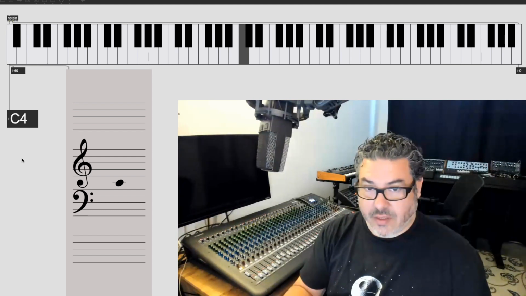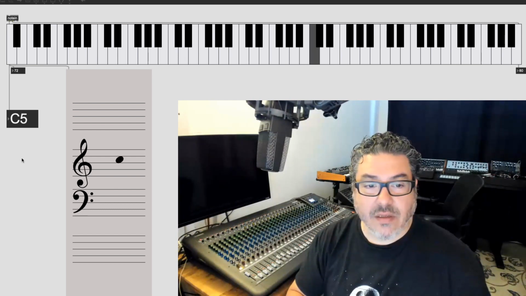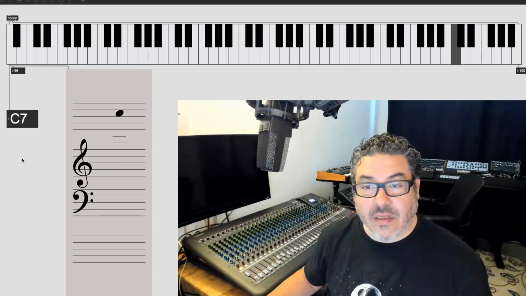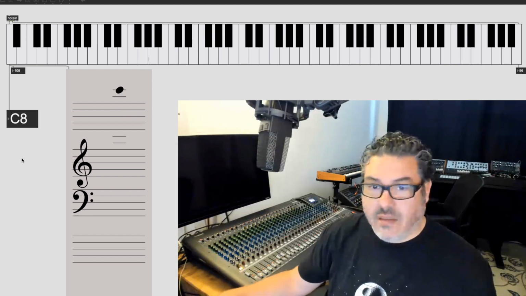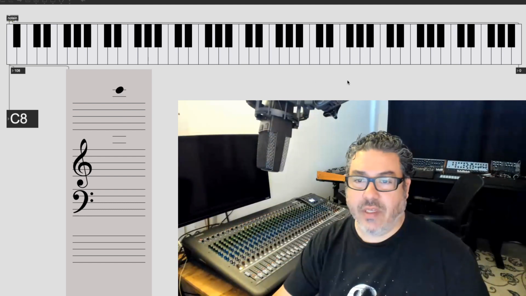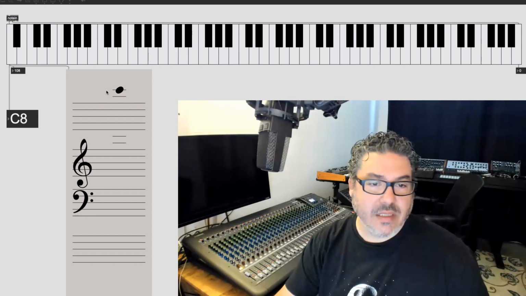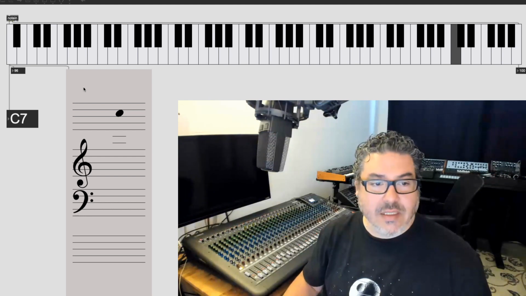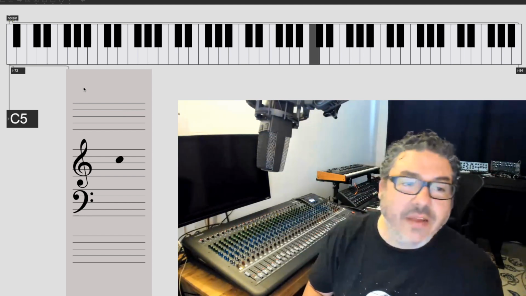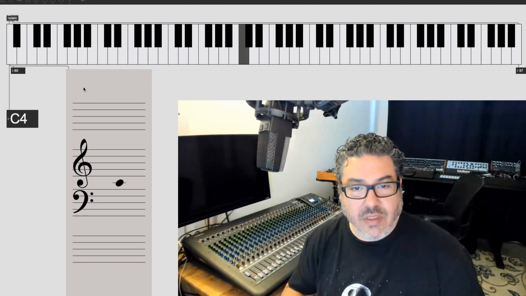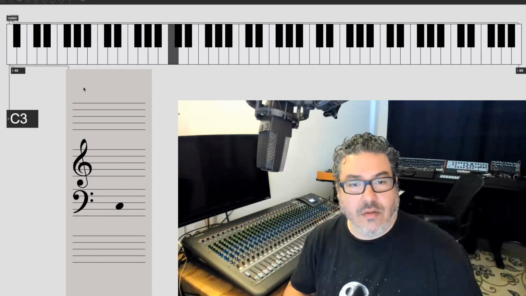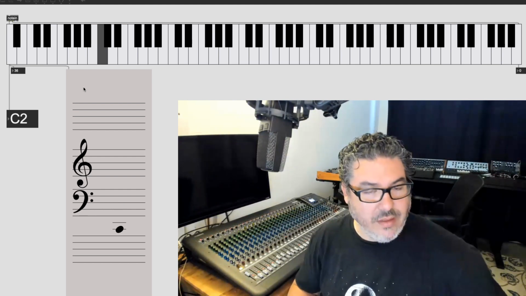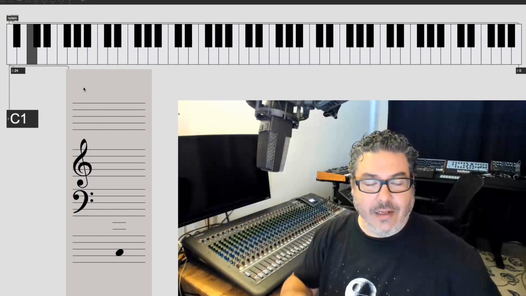If we go up an octave, then it'll be C5, up an octave C6, C7, C8. It actually goes off the top of our keyboard here. It would be right there. We can see this higher note here. So C8, C7, C6, C5, C4, middle C, C3, C2, C1. I love that.